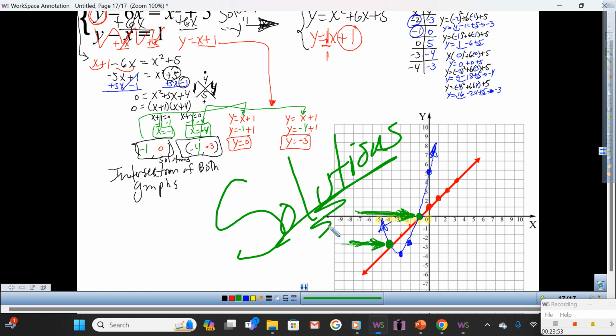Tell your neighbor. Why are they the solutions? That is correct, because we wrote it over here. Solutions. Intersection of the graph. So, from 1 to 5, how comfortable are you so far with these two methods?